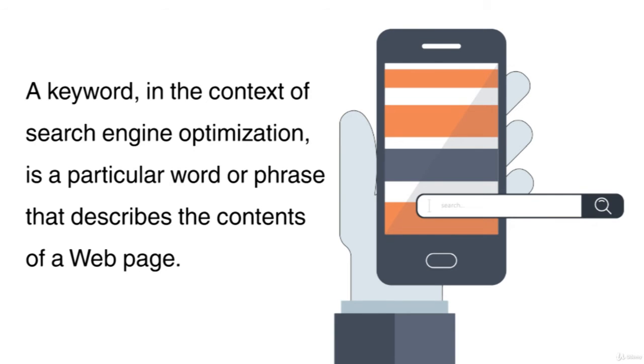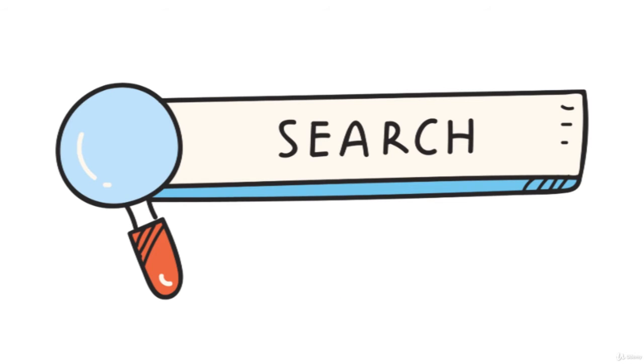A keyword in the context of search engine optimization is a particular word or phrase that describes the contents of a web page. Keywords form part of a web page's metadata and help search engines match a page with an appropriate search query.